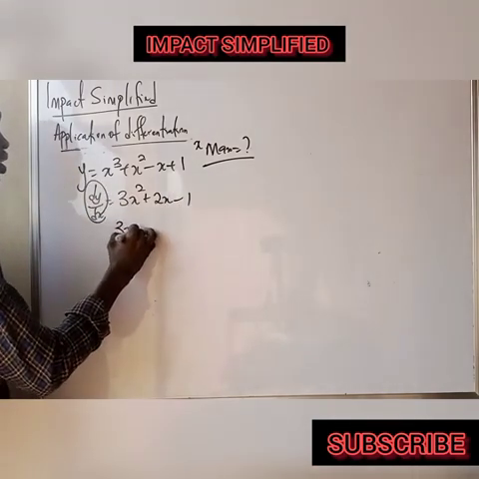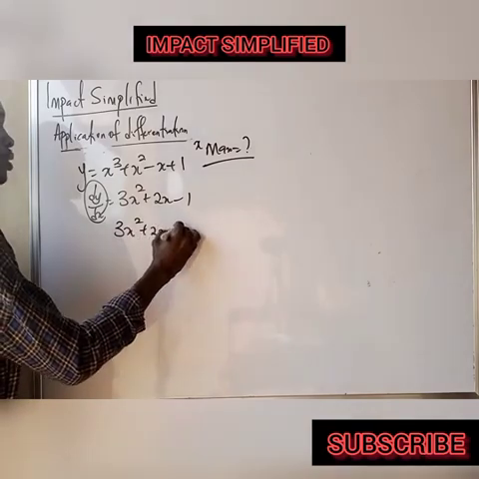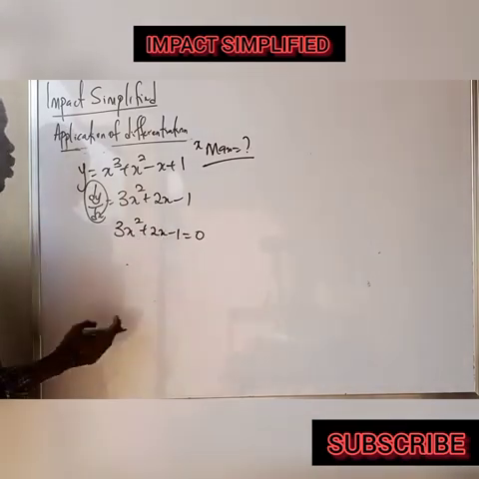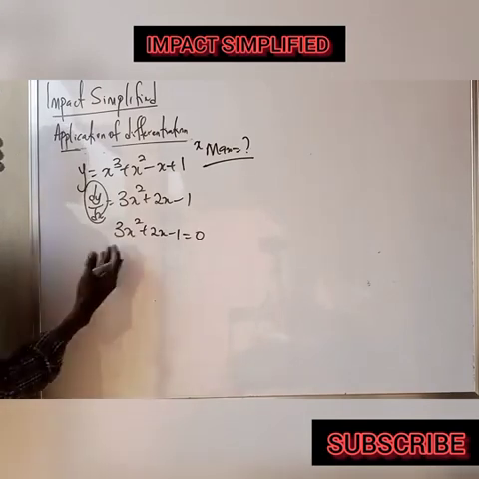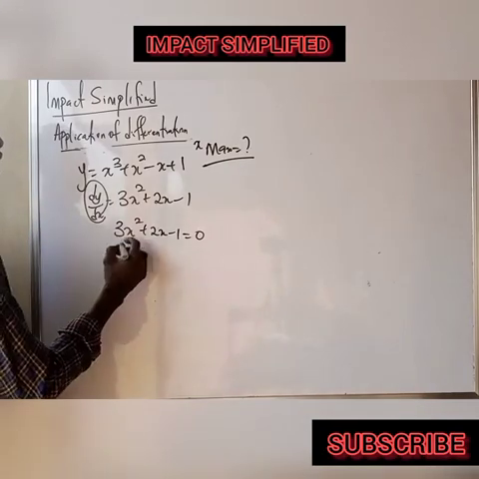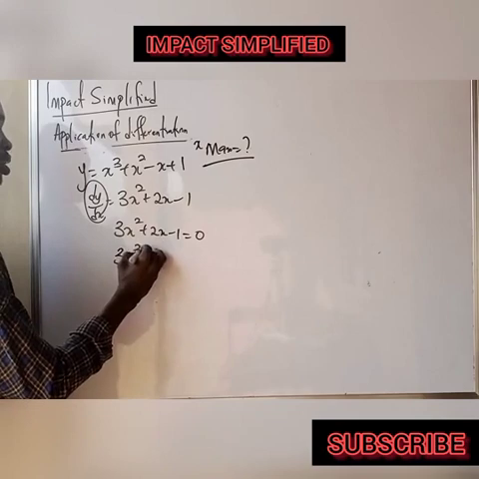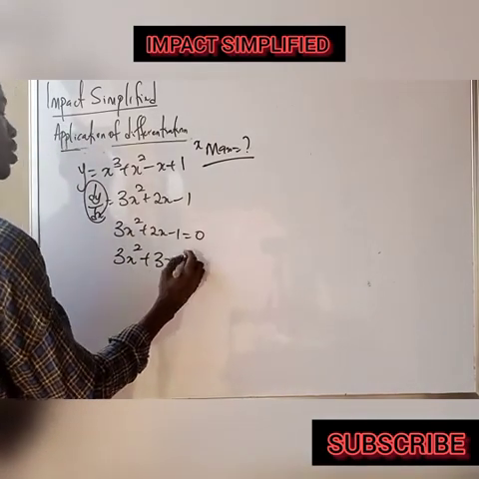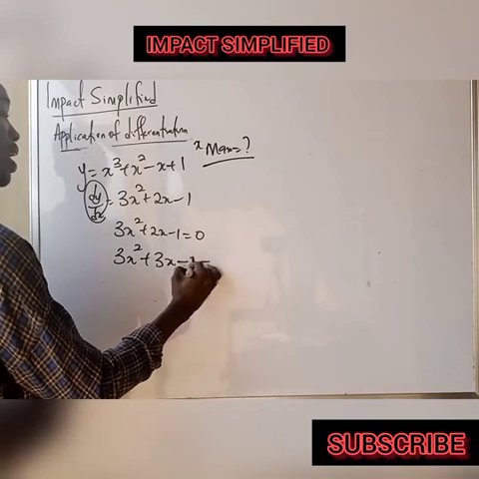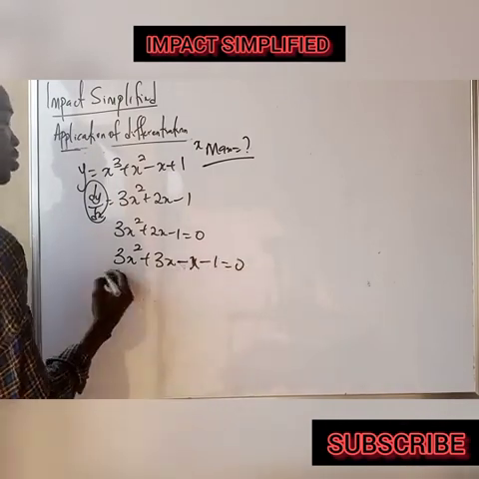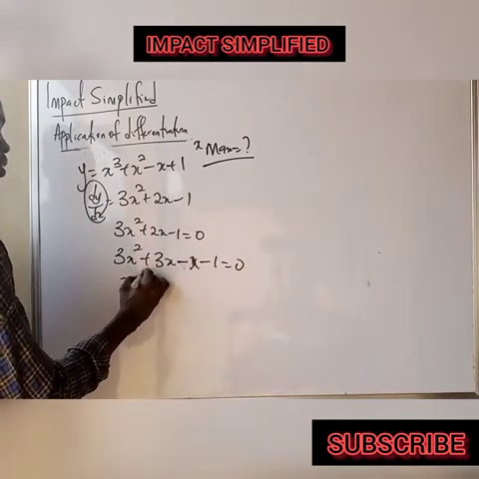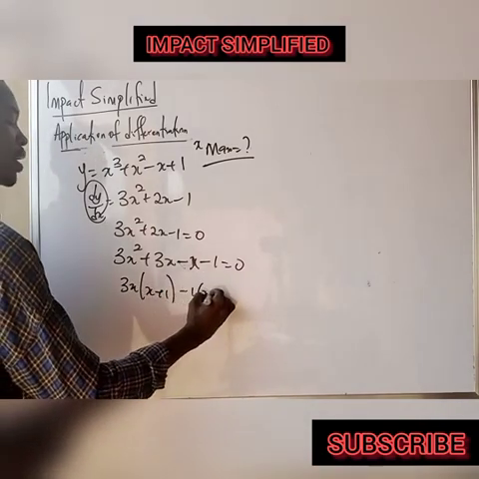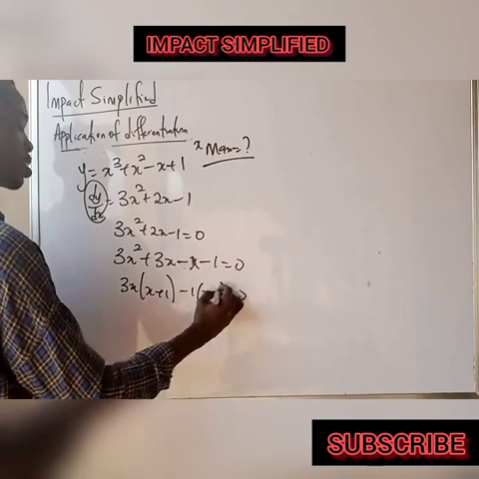And what do we have? 3x squared plus 2x minus 1 is equal to 0. And we are now having a quadratic equation. And if you factorize, we have 3x squared plus 3x minus 1x minus 1 equals 0. What is common here? 3x is common, x plus 1. What is common here? Minus 1. x plus 1 equals 0.